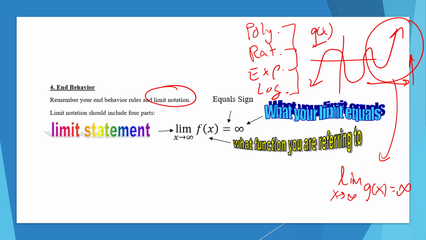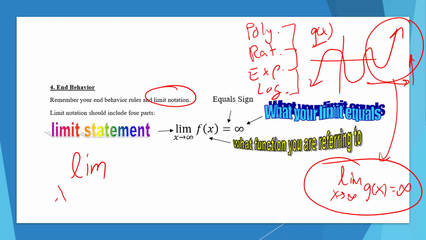So you need 4 parts. Like this limit here, I'll go over all 4. The first one is you need your limit statement. So the limit as x goes to the left or the right. If it goes to the left, it's going to be negative infinity. If it goes to the right, it's going to be positive infinity. And it will ask you which one it wants, whether it asks whether it increases or decreases without bounds.